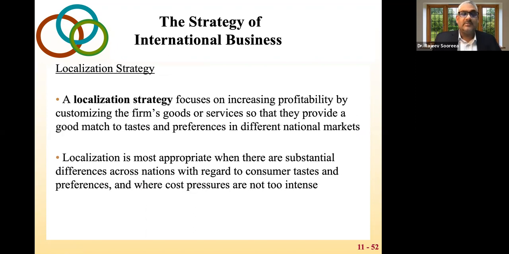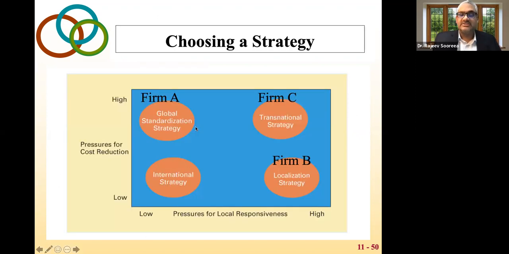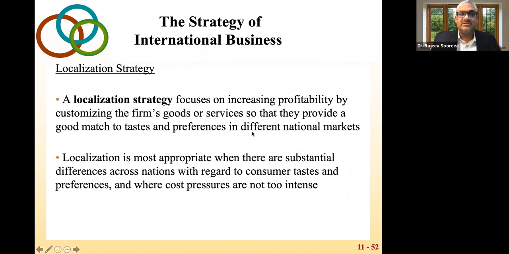Okay. Now, a localization strategy, which is firm B on this side, means you have a low pressure for reduction of cost, but a high pressure to respond to the local market needs. So localization strategy focuses on increasing profitability by customizing your firm's goods or services so that they provide a good match to tastes and preferences in different national markets, right?